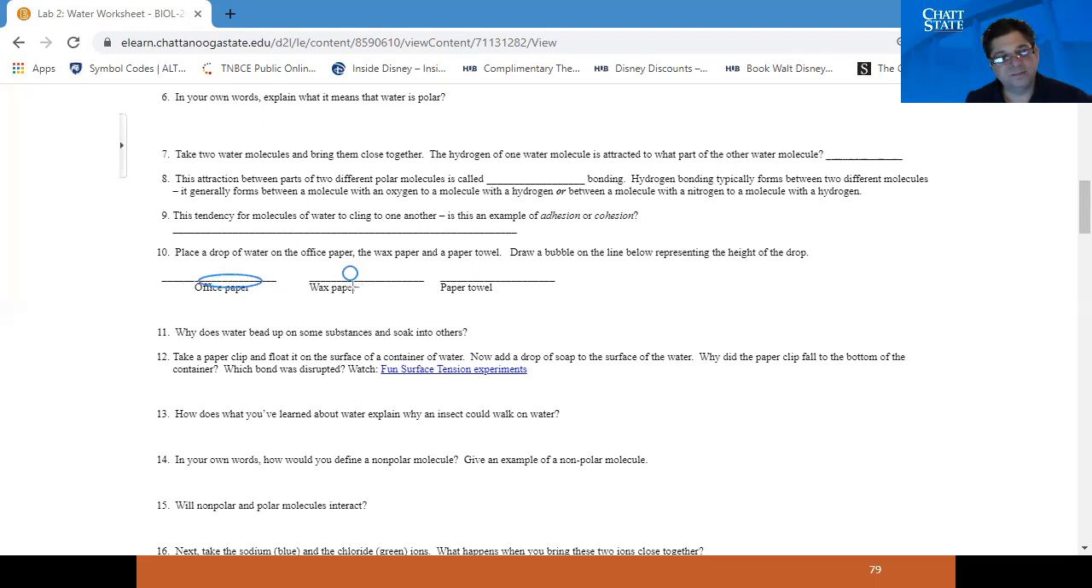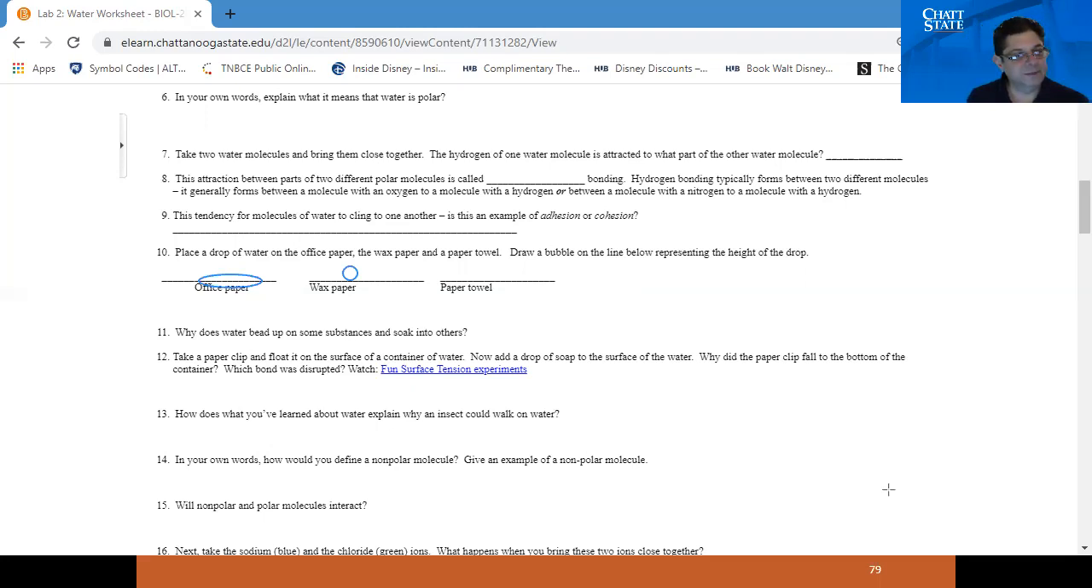Wax paper, what do we expect? It's not gonna soak in. Yeah, it just beads up there because the wax paper is hydrophobic. It's going to resist water. There we go. So why does water bead up on some substances and soak into others? Simply that polar molecules will blend with other polar molecules, but polar molecules will not blend with non-polar molecules. So that hydrophobic stuff you can spray on your shoes prevents anything liquid from sticking to the shoe. There you go.